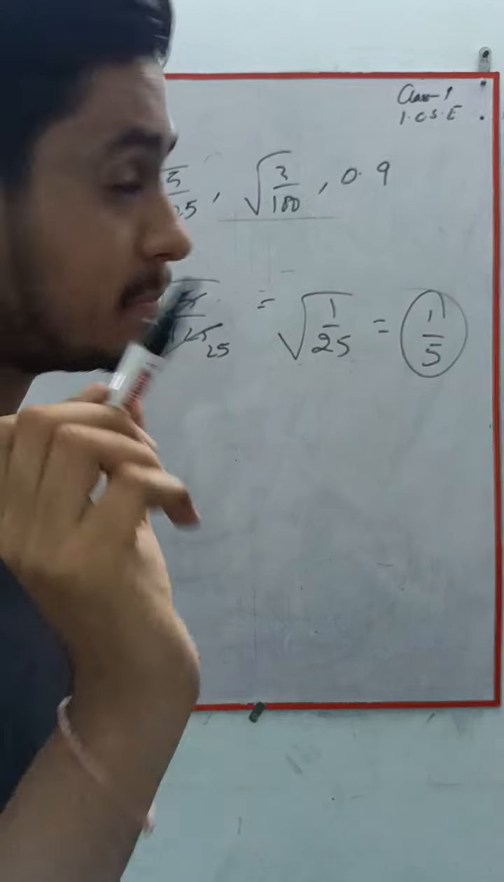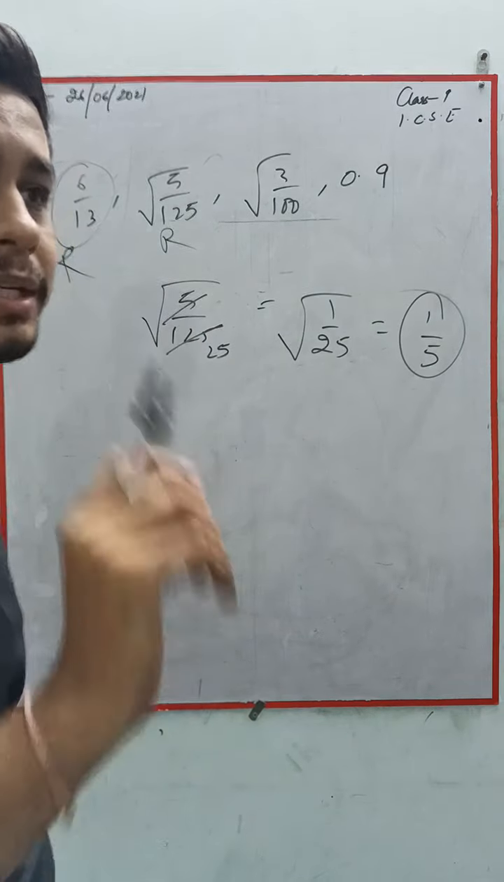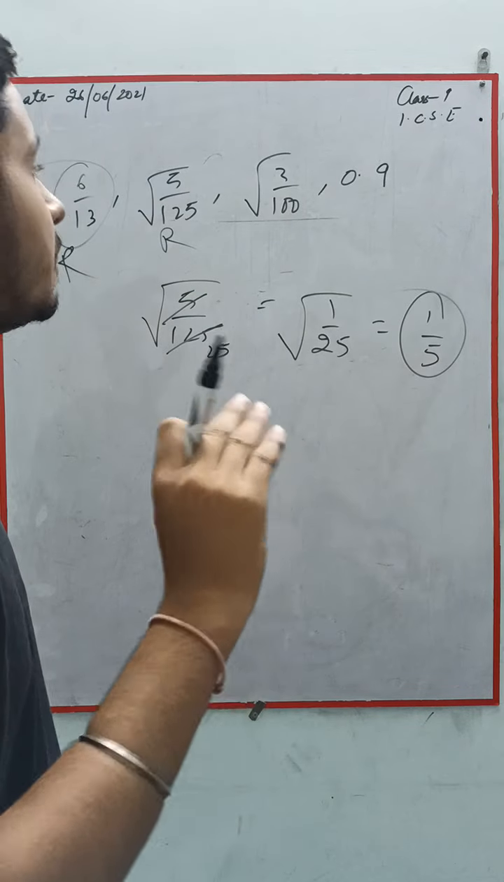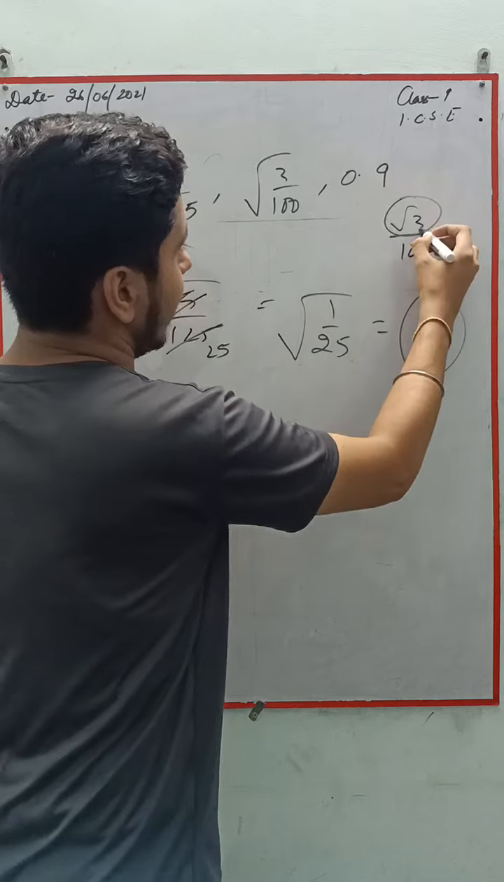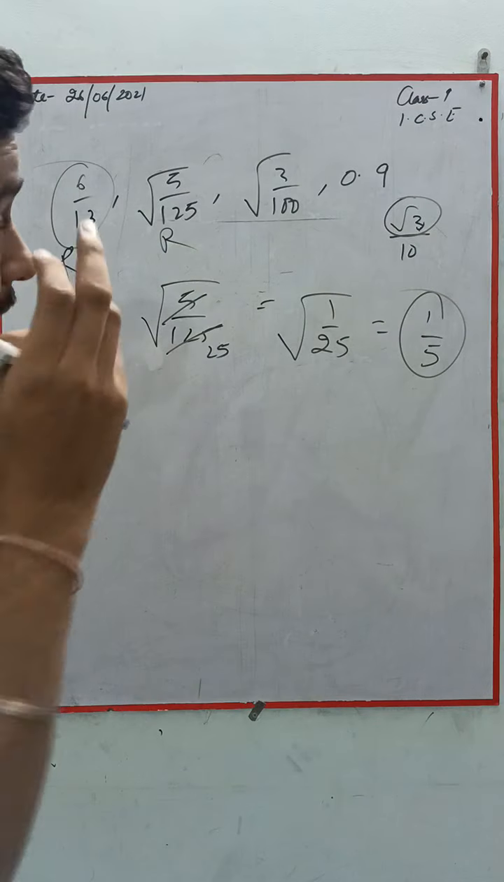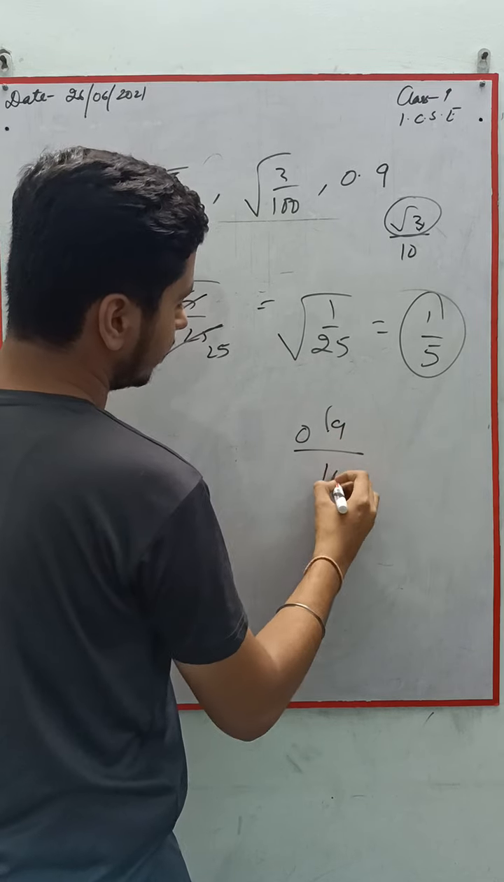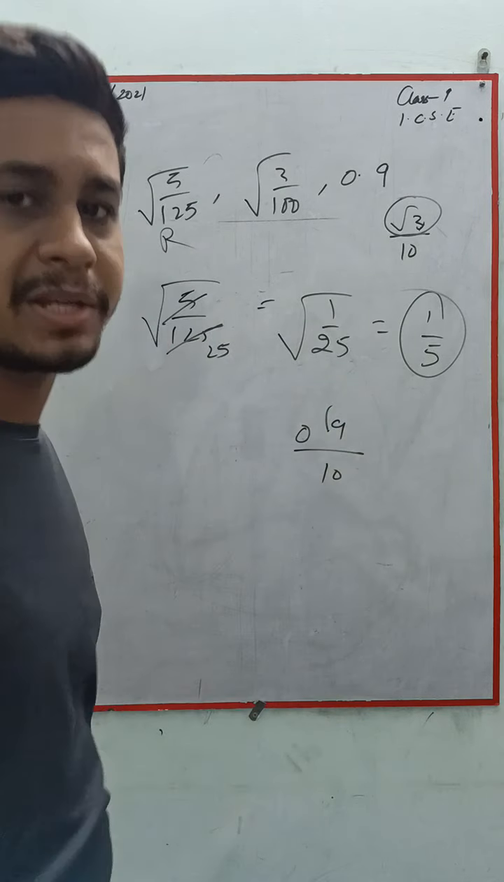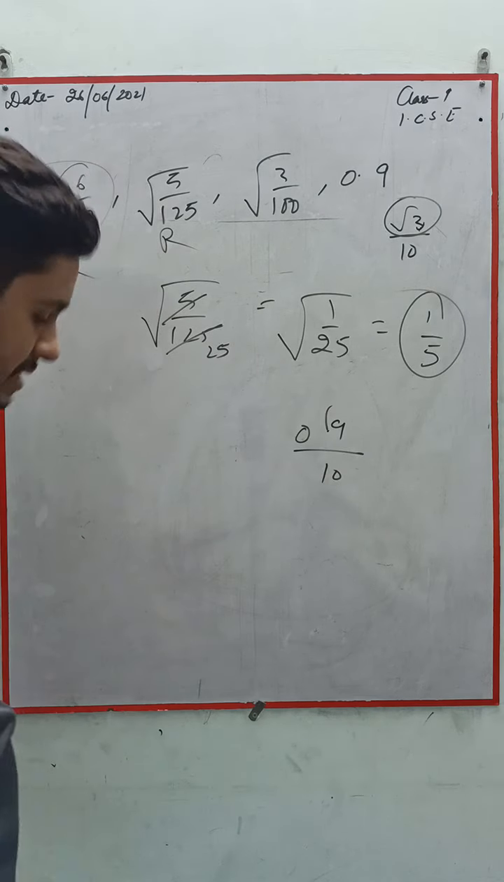Okay, so be aware of this thing. 3 upon 100, whatever you do, you will get some fraction value only. The 100 can be a perfect square, but as we are getting root 3, so hence it is an irrational number. 0.9, remove the point, you get 9 upon 10, it becomes a rational number. Okay, so hence this is a rational number.